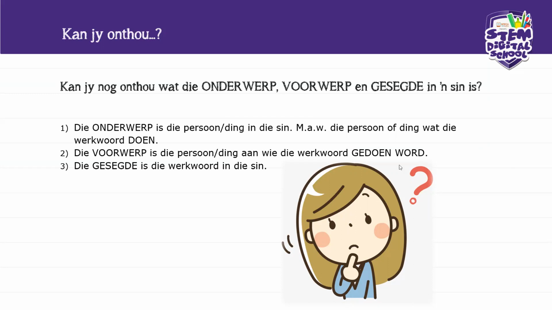Okay. All right. So I'm sure that you know by this time. An onderwerp is referring to the person or thing in a sentence, in other words, the person or thing that actually does the verb. And then die voorwerp is die persoon of ding aan wie die werkwoord gedoen word. In English, the person or thing to which the verb is done. And then the gesegde is die werkwoord in the sentence.